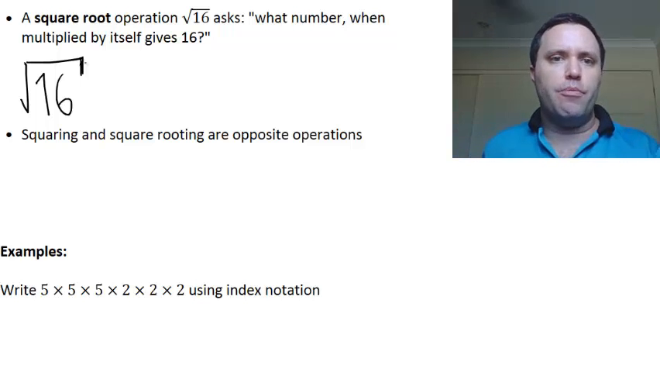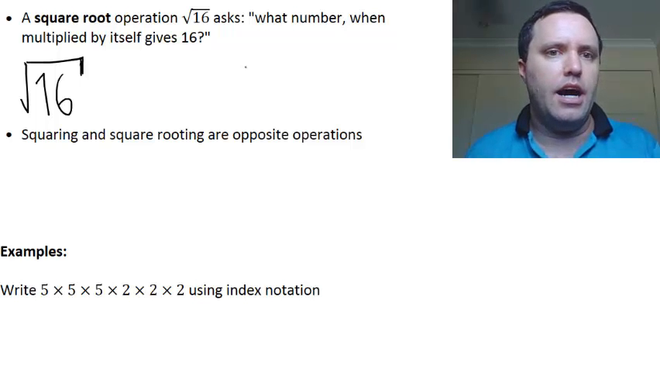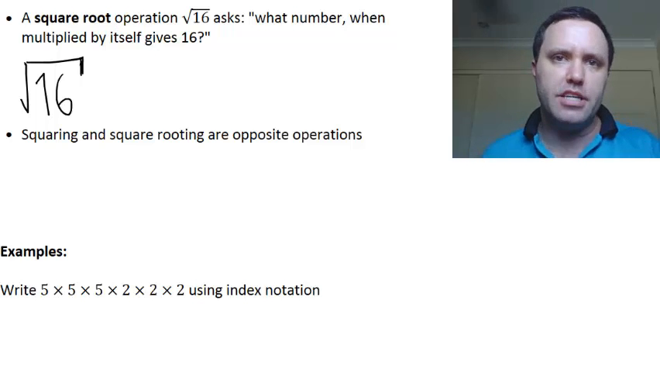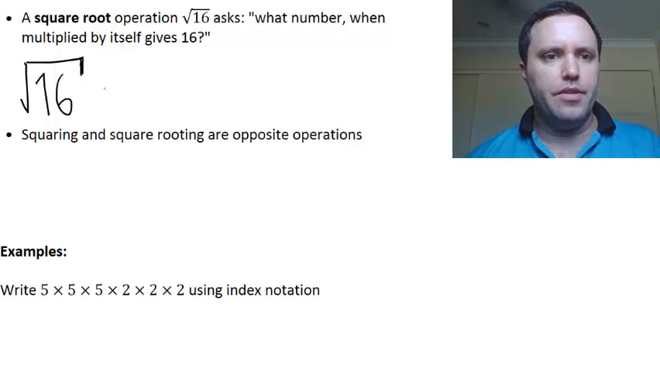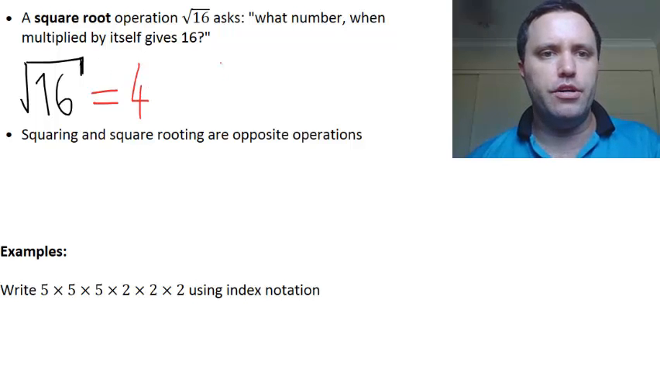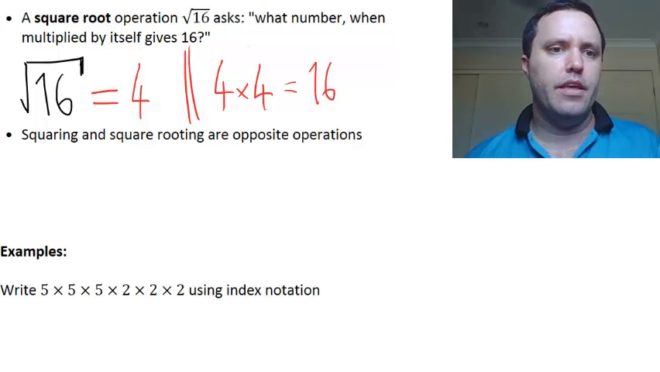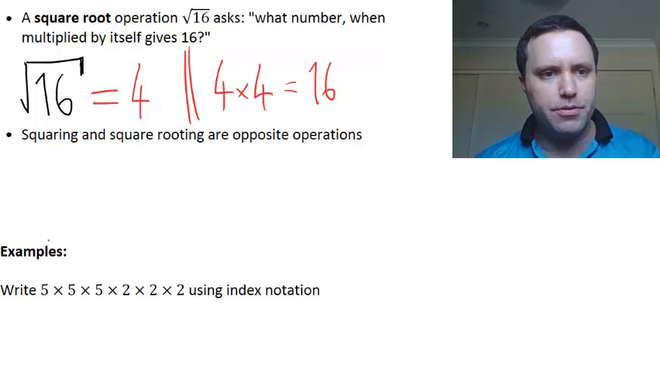Now, the square root operation, for instance with square root 16, asks what number, when multiplied by itself, gives 16. Now, I know, and you might know, that the answer to this is 4, because 4 times 4 is 16. So what number, when multiplied by itself like this, gives 16? Well, it's 4.